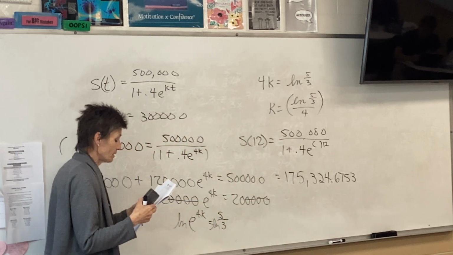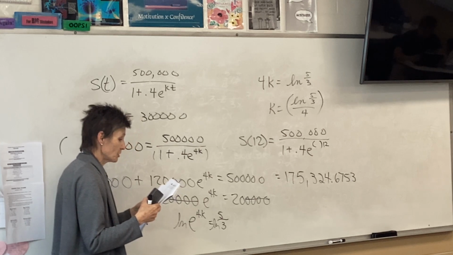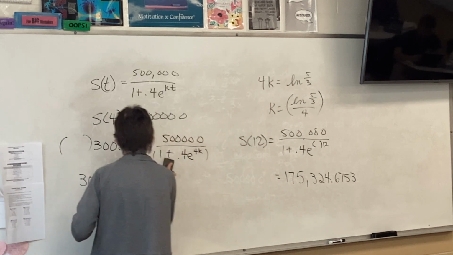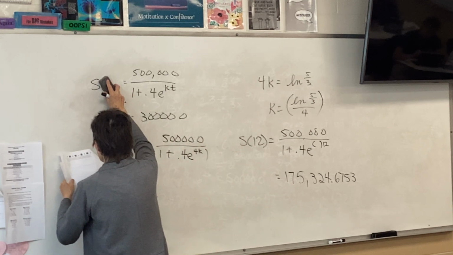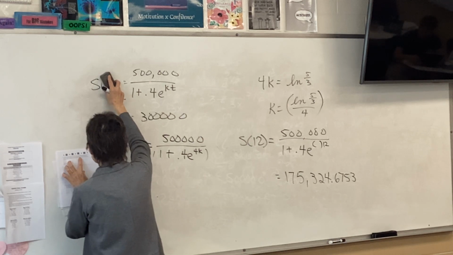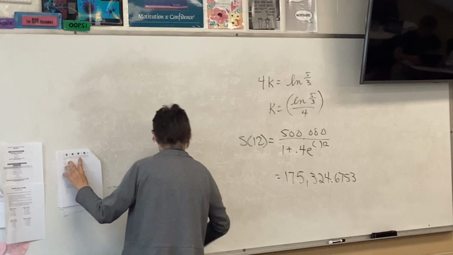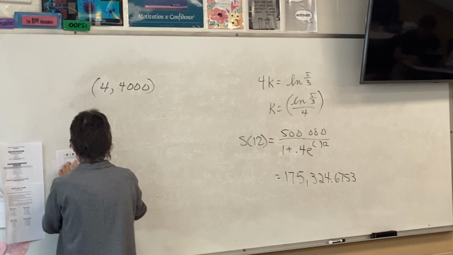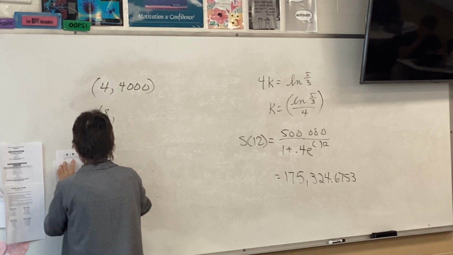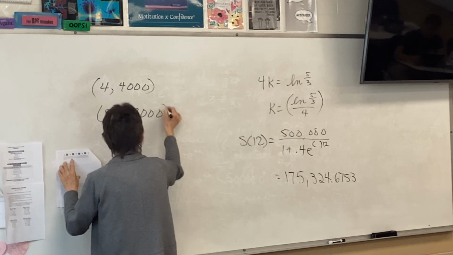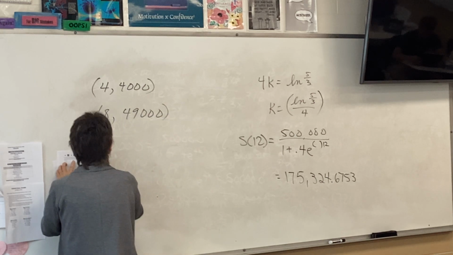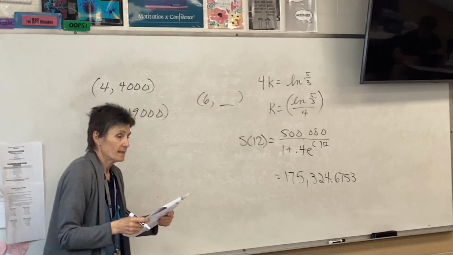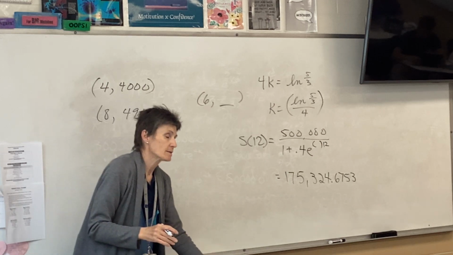In a certain situation, or a certain simulation, population can be modeled using a geometric sequence. The first day is day 1. The population on day 4 was 4,000. And the population on day 8 was 49,000. I need to find day 6. And it's a geometric sequence.